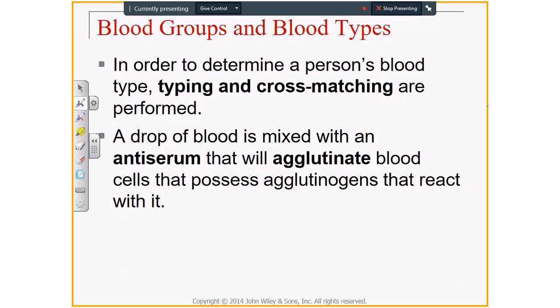Okay, so when we determine a person's blood type, we're going to cross-match, and you're actually going to do this in your own kitchen. If you follow that lab, you are going to take a drop of blood and mix it with serum that will agglutinate the blood cells that possess the agglutinogens that react with it. Agglutinate is a clumping. So when you see this, you're going to see kind of a clump in your wells.